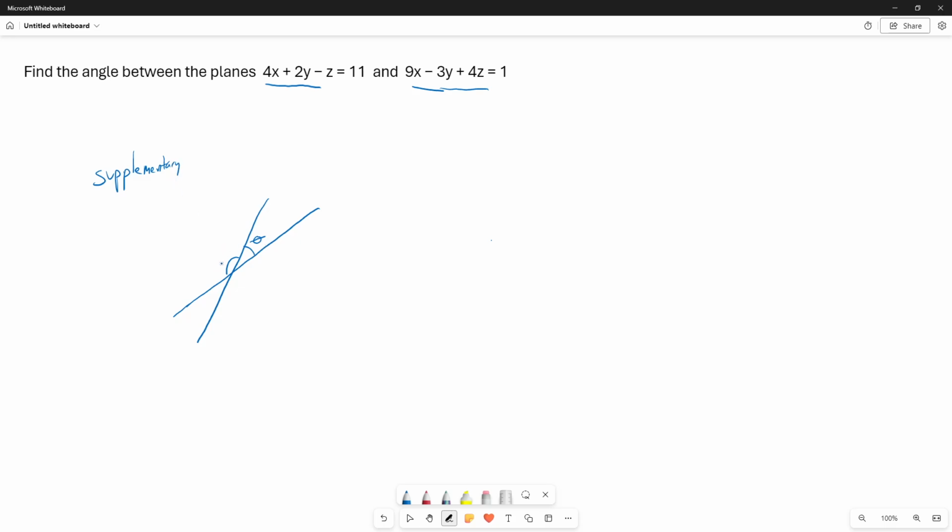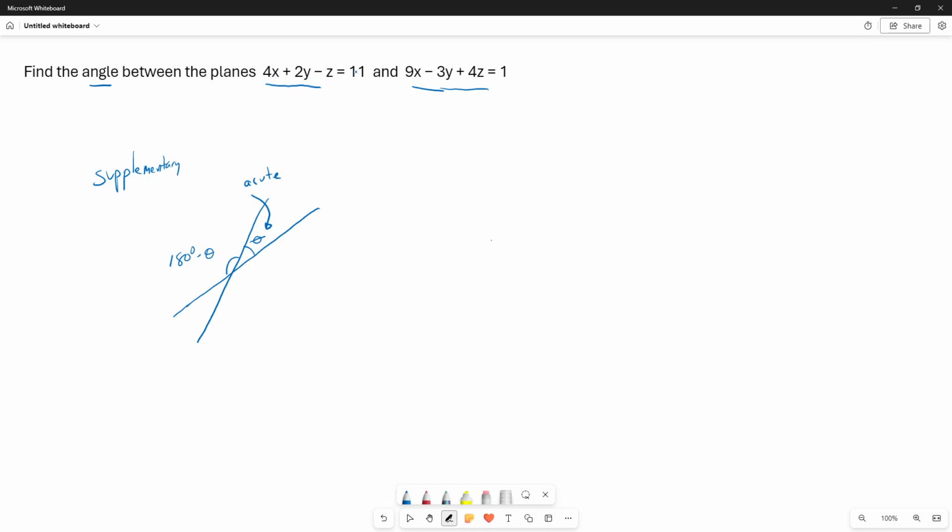Supplementary angles add to 180 degrees. So this one would be 180 minus theta. So when it says find the angle between two planes, we prefer the acute angle. So if you happen to get an angle that's bigger than 90 degrees, that would be this one. Just subtract it from 180 and you'll get the acute angle.